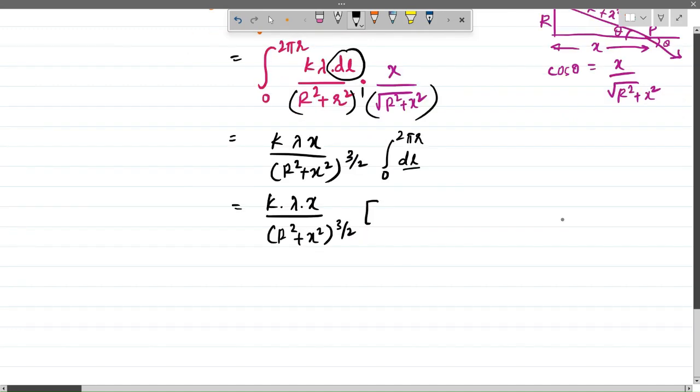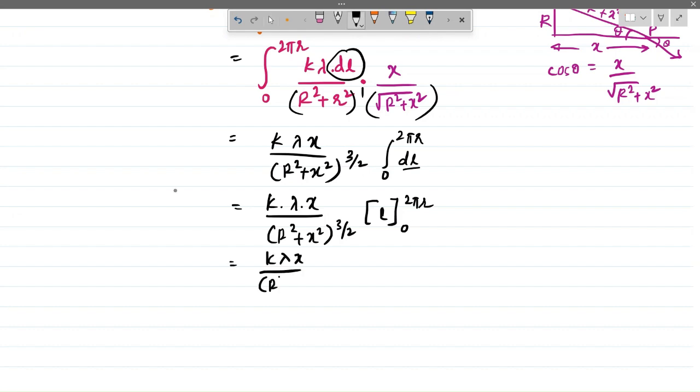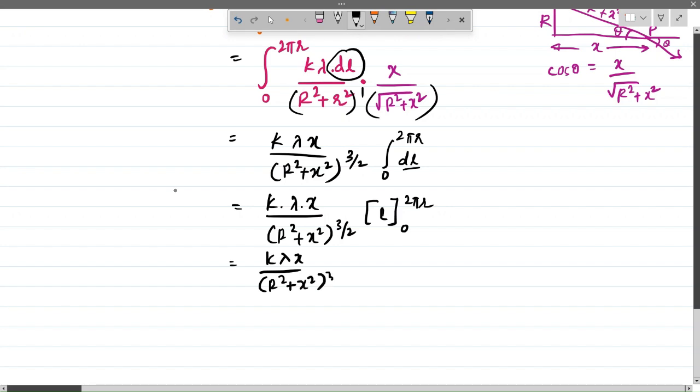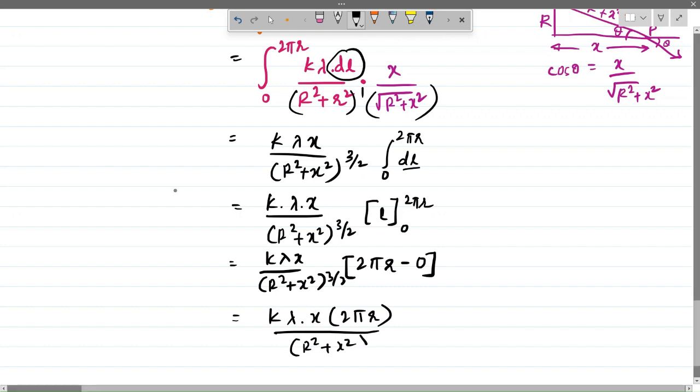So the integration of dl is L, with the limits 0 to 2 pi r. So k lambda x divided by (r square plus x square) to the power 3 by 2, into 2 pi r, minus 0. We have applied the limits. So this will be k lambda x into 2 pi r divided by (r square plus x square) to the power 3 by 2.